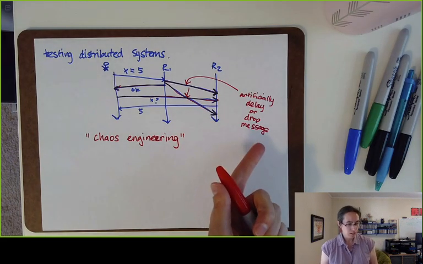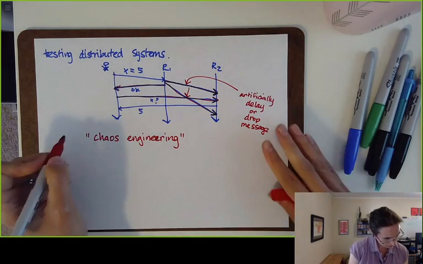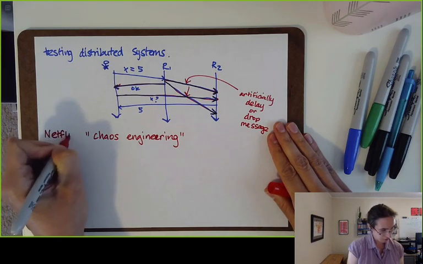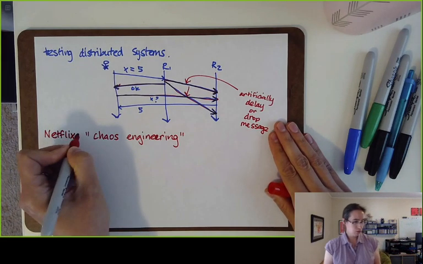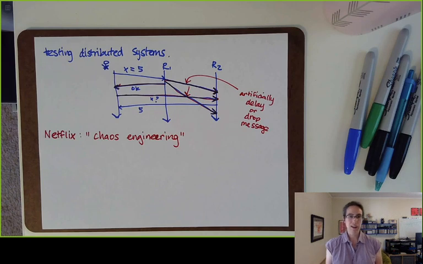In fact, this is what Netflix is famous for doing. So Netflix helped popularize this term, chaos engineering, by doing it in production on their own systems. So obviously Netflix has a lot of interesting distributed systems challenges to solve. They're serving a lot of data to a lot of people, and it needs to be fast.